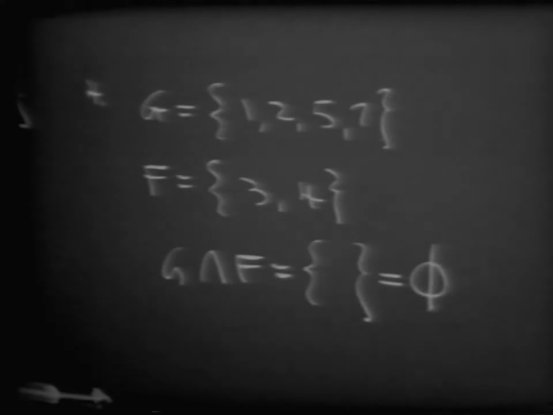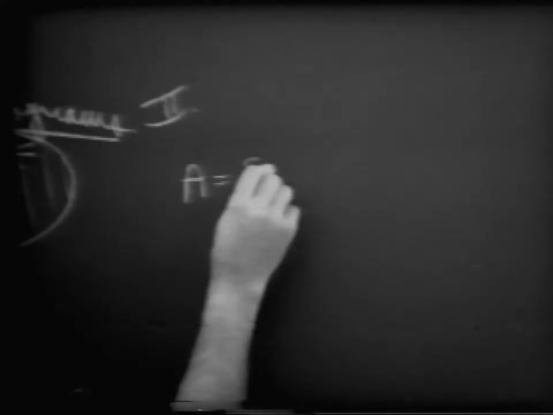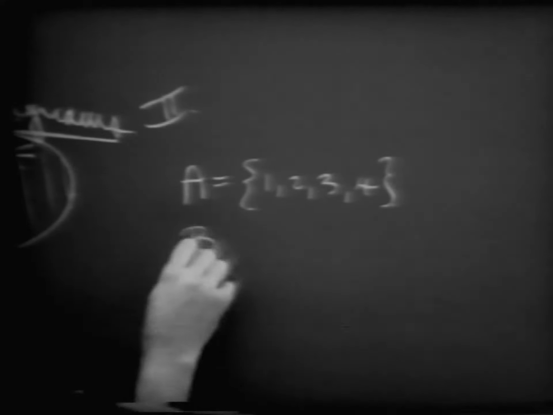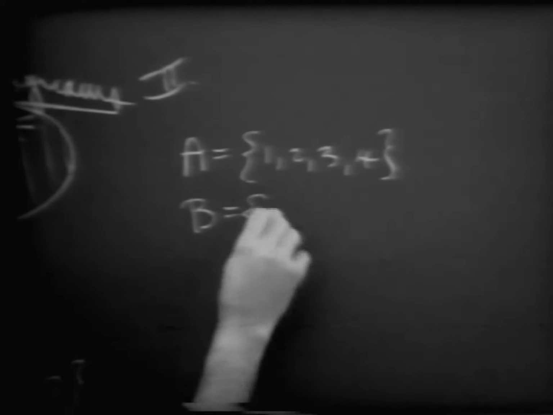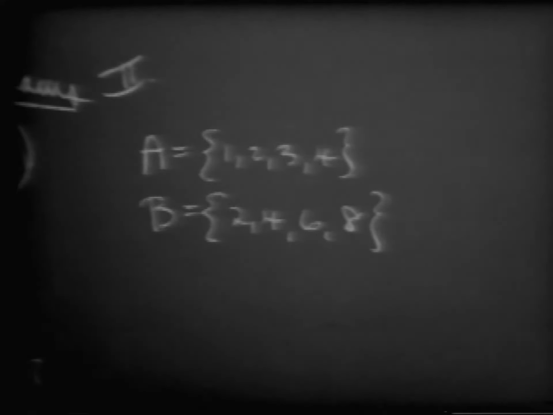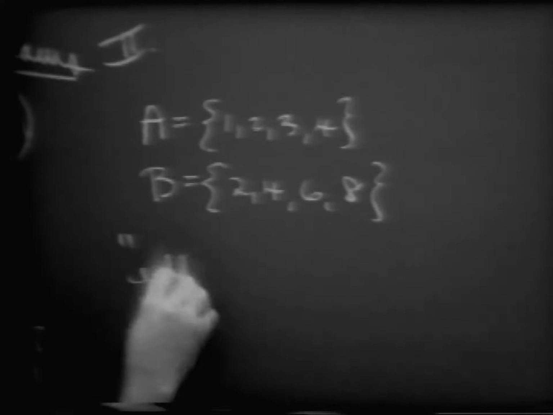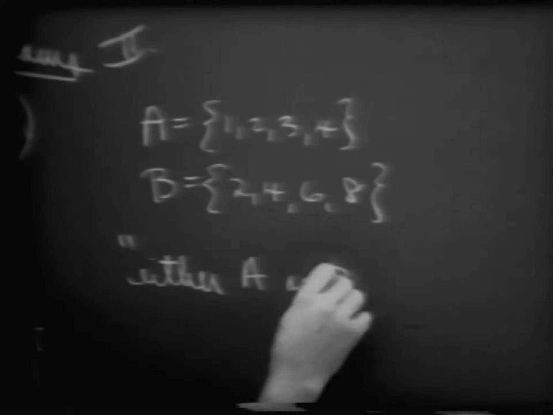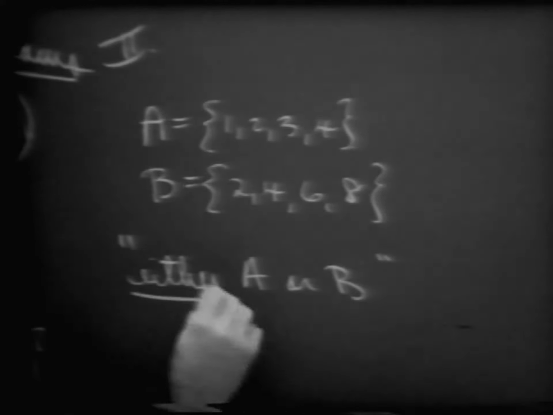And now let's turn to another idea. Let's call it Roman numeral 2, in which suppose I, again, were to take this set A, consisting of the elements 1, 2, 3, 4, as we had before, and let's take the set B, consisting of the elements 2, 4, 6, 8. And now what I want are those elements which are in either set A or B.